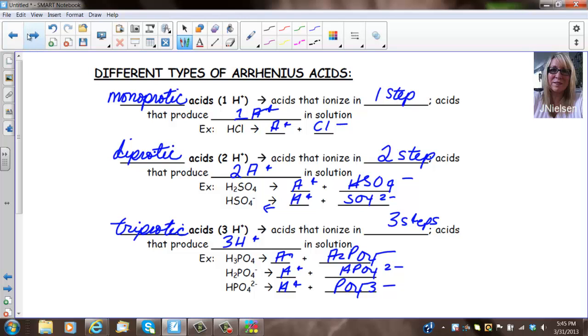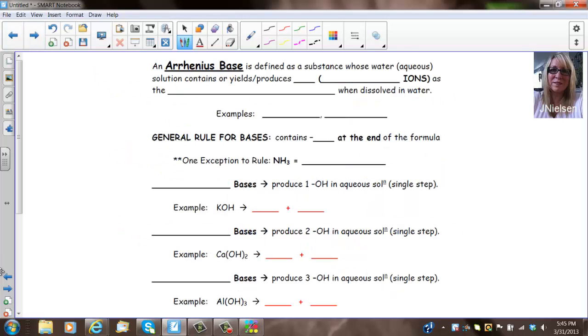Let's talk briefly about bases. An Arrhenius base is defined as a substance whose water or aqueous solution contains or yields and produces OH- or hydroxide ions as the only negative ion when dissolved in water. Two examples would be NaOH or KOH.